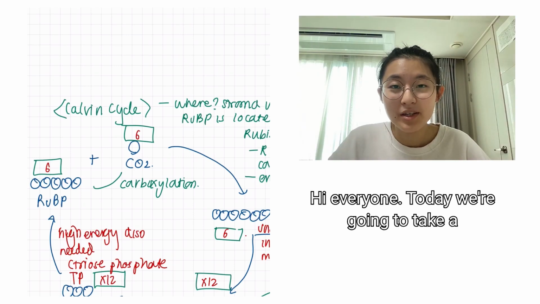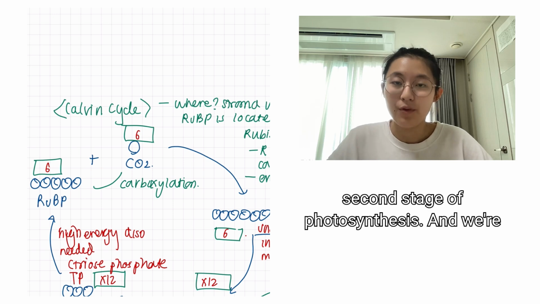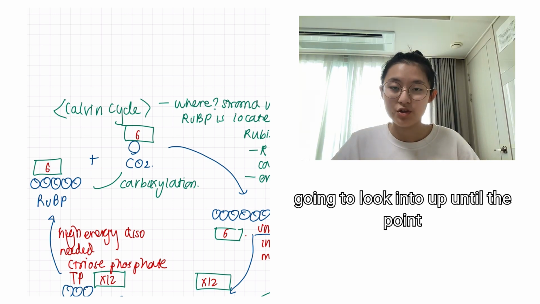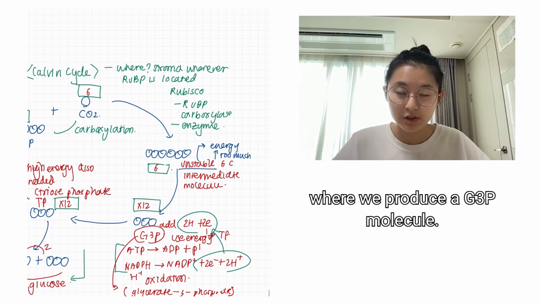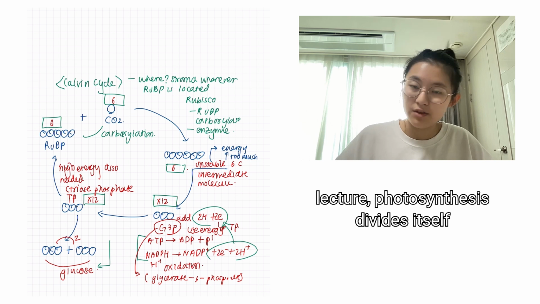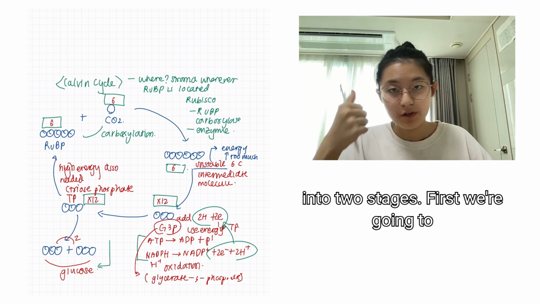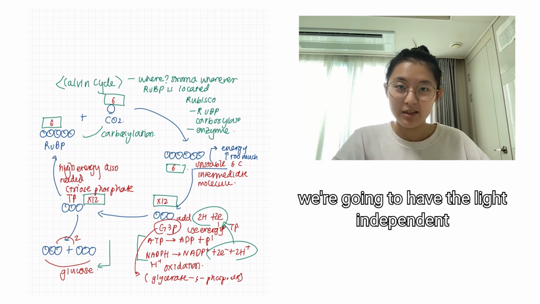Hi everyone, today we're going to take a look at the Calvin cycle, which is the second stage of photosynthesis, and we're going to look into it up until the point where we produce a G3P molecule. As we've spoken about in our previous lecture, photosynthesis divides itself into two stages. First, the light-dependent stage, and second, the light-independent stage.